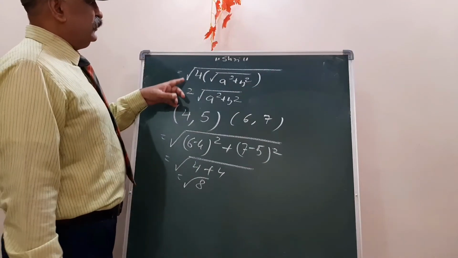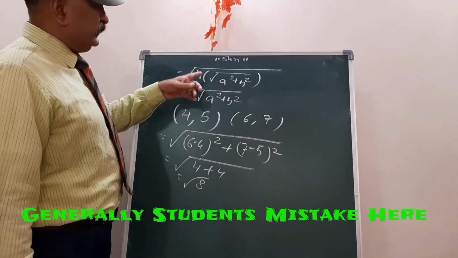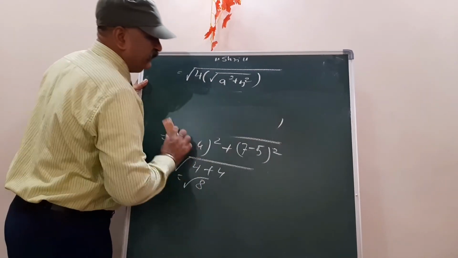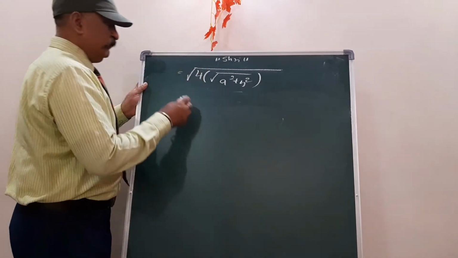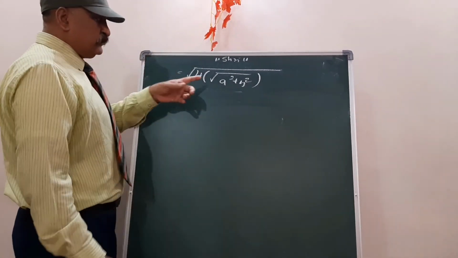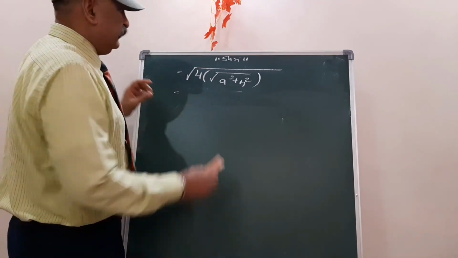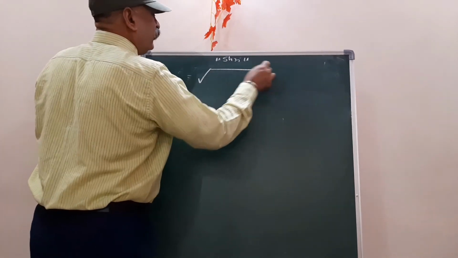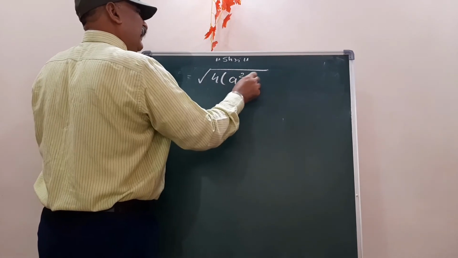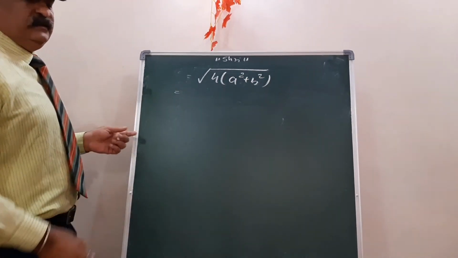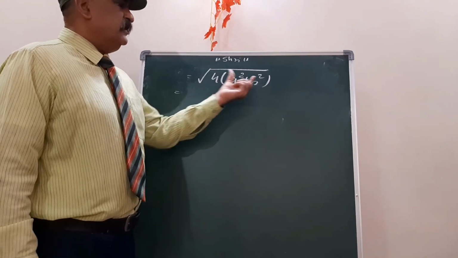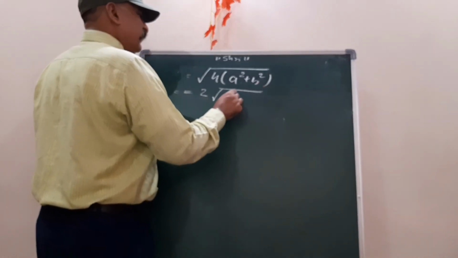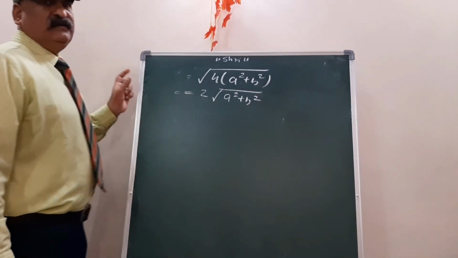I have written here 4 under root a square plus b square. And they write here the square root 2 times. Okay, now what will be the proper answer? Don't put here the square root 2 times. Generally students make this mistake. It will be 4 under root 4 into bracket a square plus b square. This is the proper way. 4 under root a square plus b square, and square root of 4 will be 2 and under root a square plus b square. This is the answer.